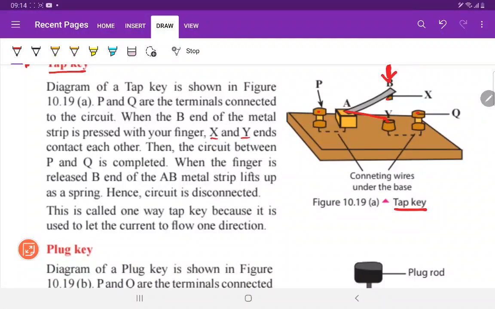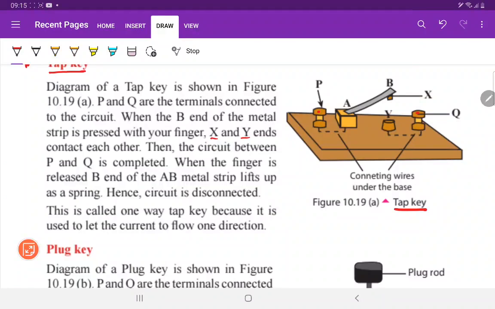When the finger is released, the B end of the AB metal strip lifts up like a spring. So when you press only, it will be touching here. If you leave the finger, it will come back to the resting point. You can give an example of where this type of connection is used.